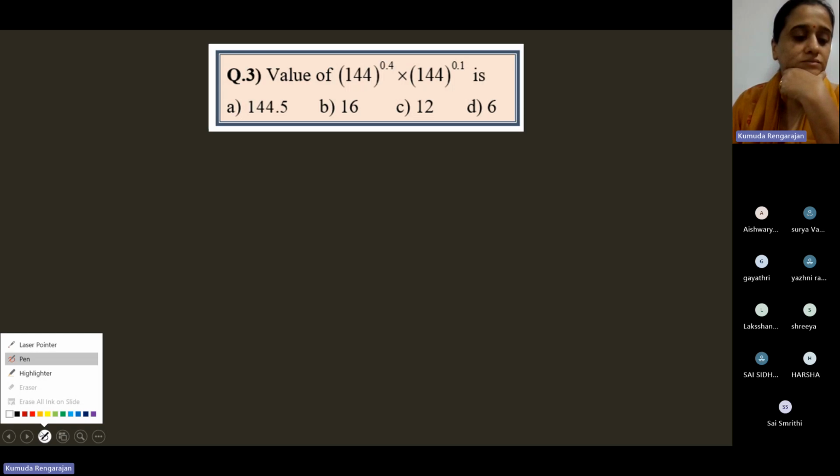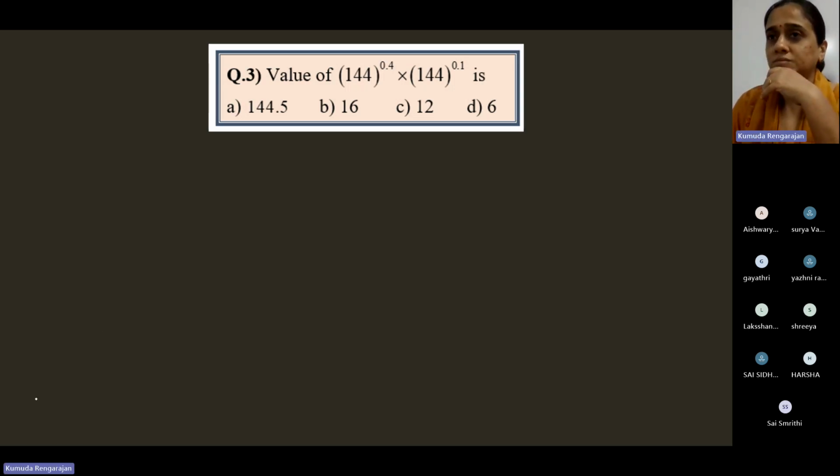How do we do this? What's the rule? When bases are the same and it's multiplication, we have to add the powers.